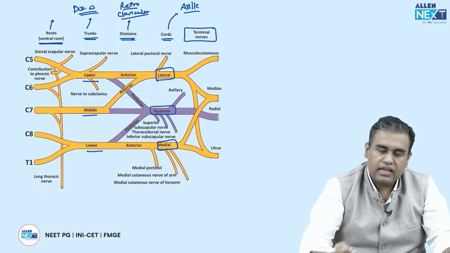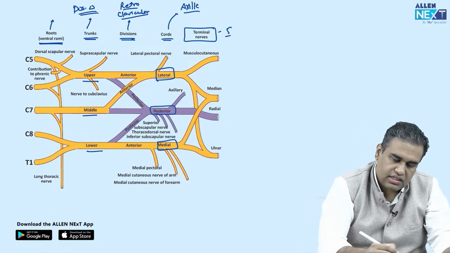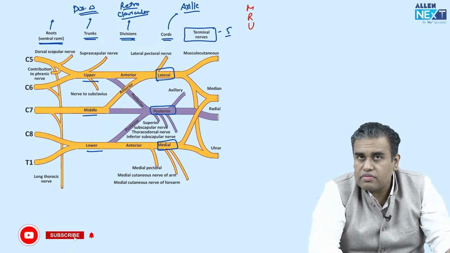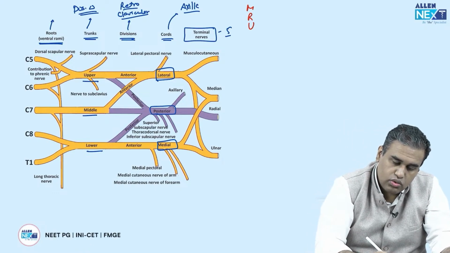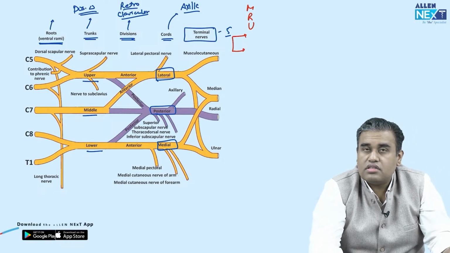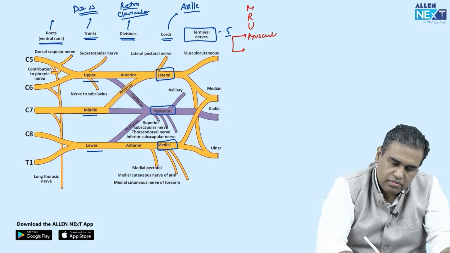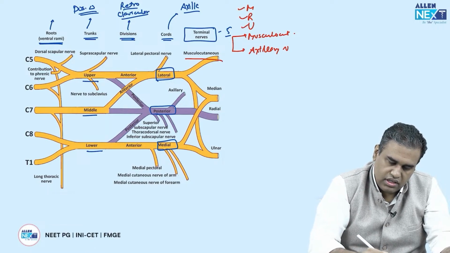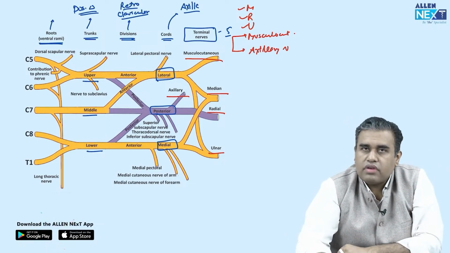And then there are a lot of branches from the cord. But remember the 5 terminal nerves from the whole brachial plexus are the 3 bigger ones we all know: median, radial, and ulnar nerve. The 3 big ones. Why? Because they reach the hand. Apart from this, there are 2 other nerves which come as a continuation of the cords, those are our musculocutaneous and the axillary nerve. So these are the 5 terminal nerves of the brachial plexus: 1, 2, 3, 4, and 5. They are the branches of the cords, as we might be knowing.